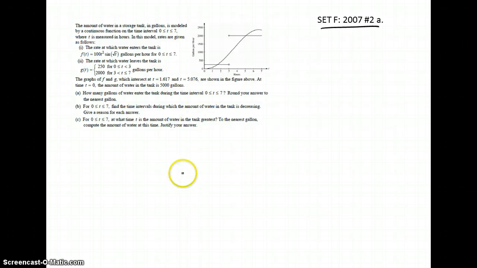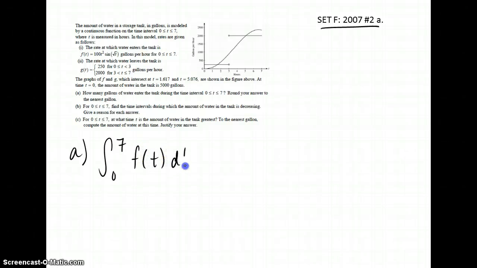This one, please make sure you read the problem entirely. So A, how many gallons of water enter the tank during the time interval from 0 to 7? Round to the nearest gallon. All right, so the rate at which water enters the tank is given by the function f. So we integrate this function from 0 to 7, and using your calculator, verify that that would be your answer.